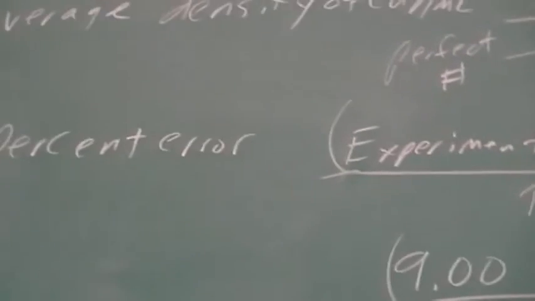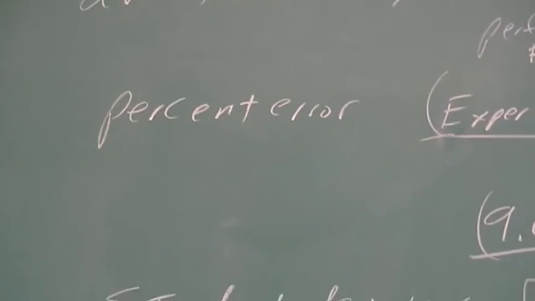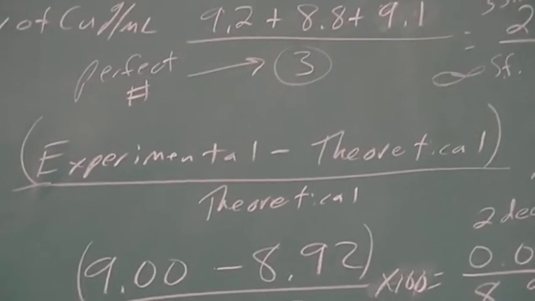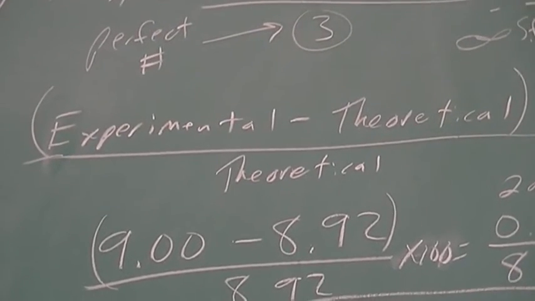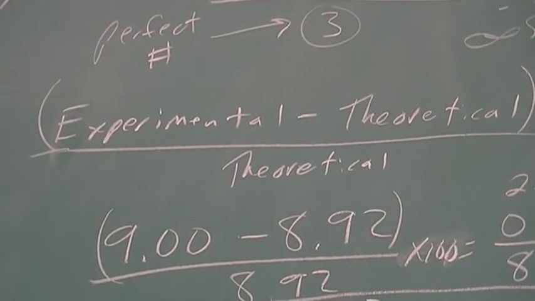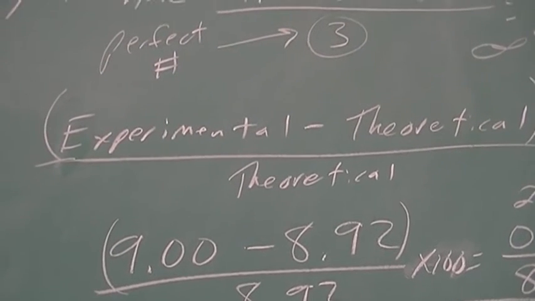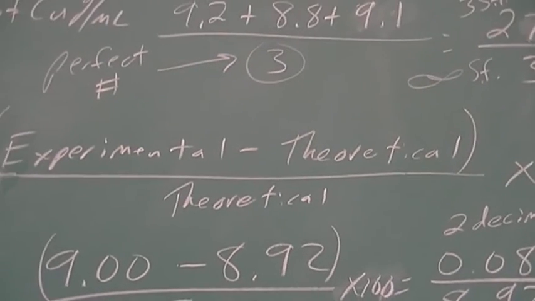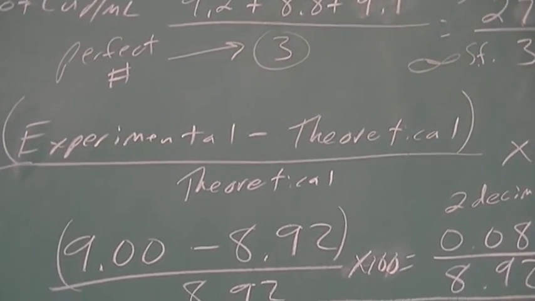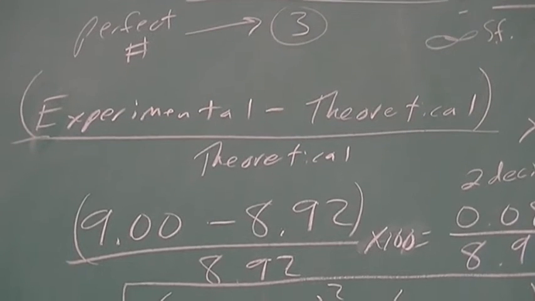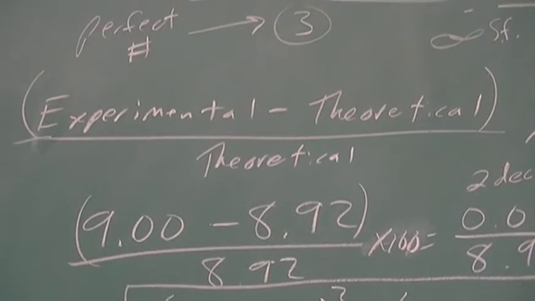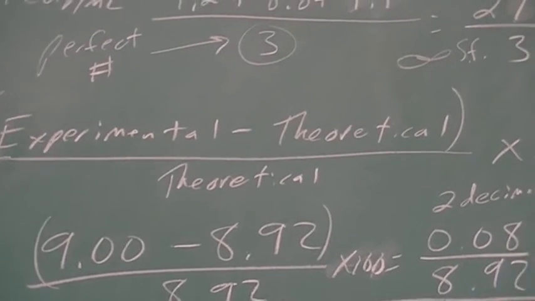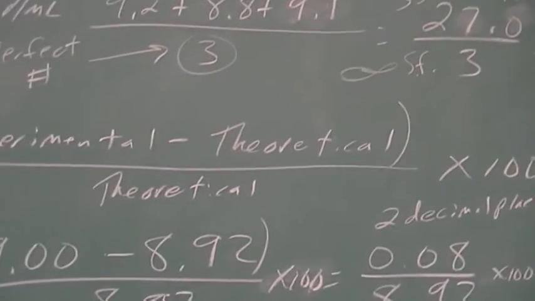All right, so now we're going to find the percent error. To get percent error, you find your experimental, your average value, which we found just above was 9.00, minus the theoretical. On your report sheet, the theoretical is given as 8.92, and then you divide that difference by the theoretical value, and then you multiply by 100 to get percent.